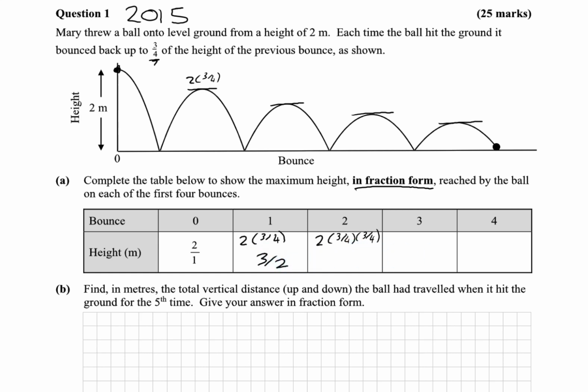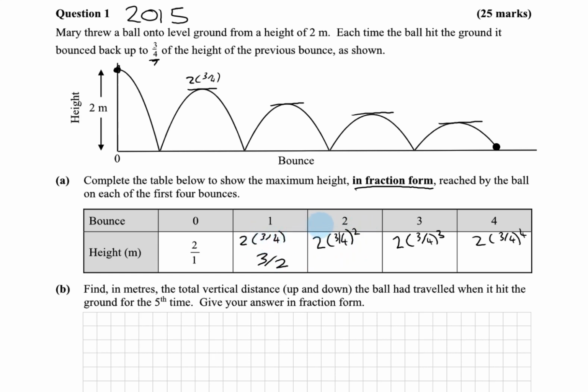And then you could just do 3/2 and multiply it by 3/4, and then get your answer like that. Or another way to do it is to simplify the original process, which was 2 multiplied by 3/4 squared. And then this would be 2 multiplied by 3/4 cubed, and 2 multiplied by 3/4 to the power of 4.